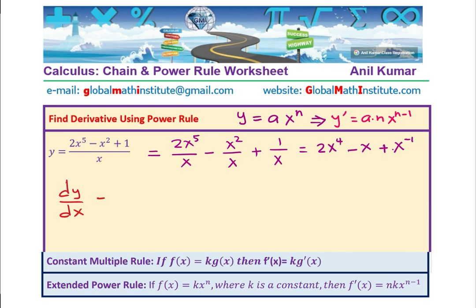So dy/dx is equal to, for 2 times x to the power of 4, 2 times 4 x cubed. And then minus x will be minus 1. Then plus minus 1 times x to the power of minus 2, from minus 1 minus 1. Correct? So now we can combine the terms and simplify the expression. 2 times 4 is 8, so we get 8x cubed here, minus 1, and that is minus 1 over x squared. Is that clear to you? Perfect. So that becomes the derivative of the given function.